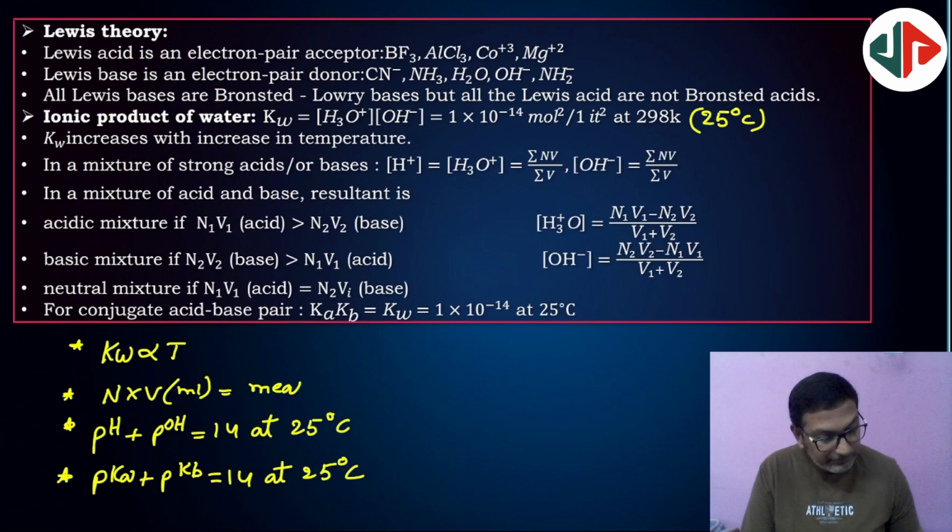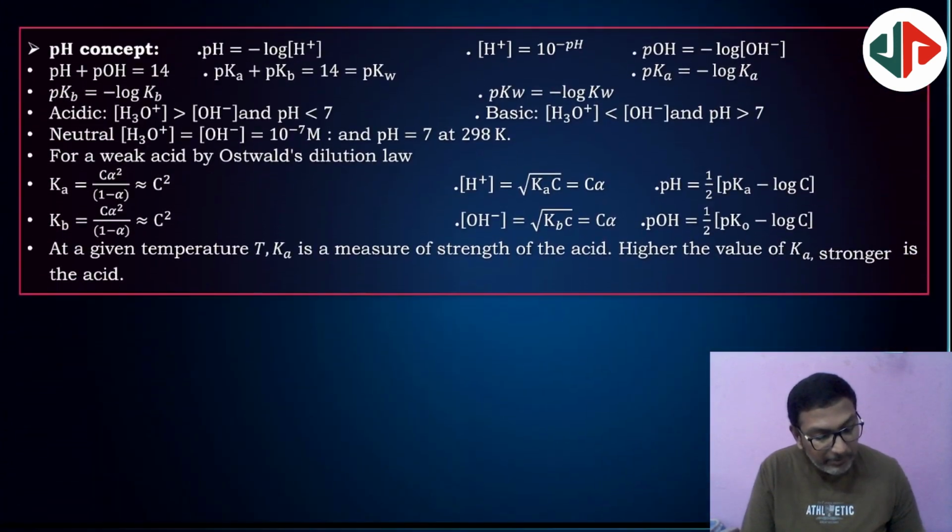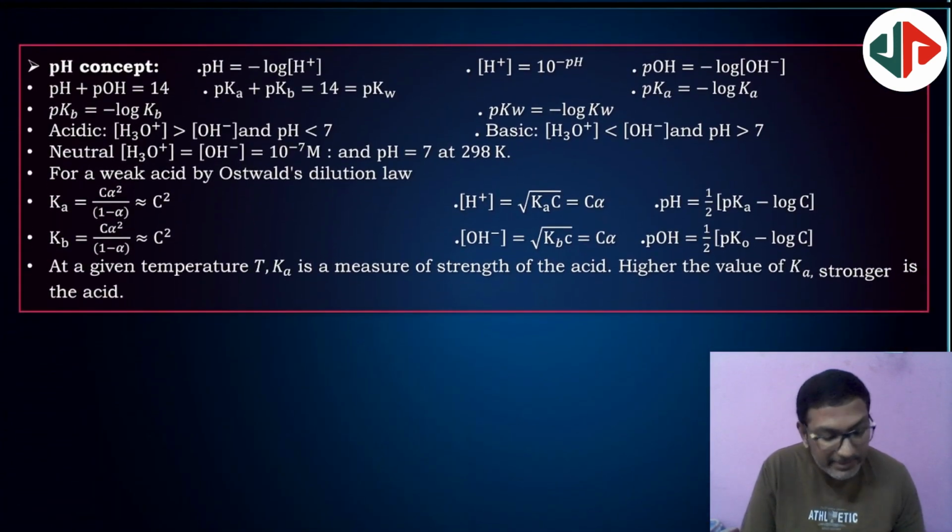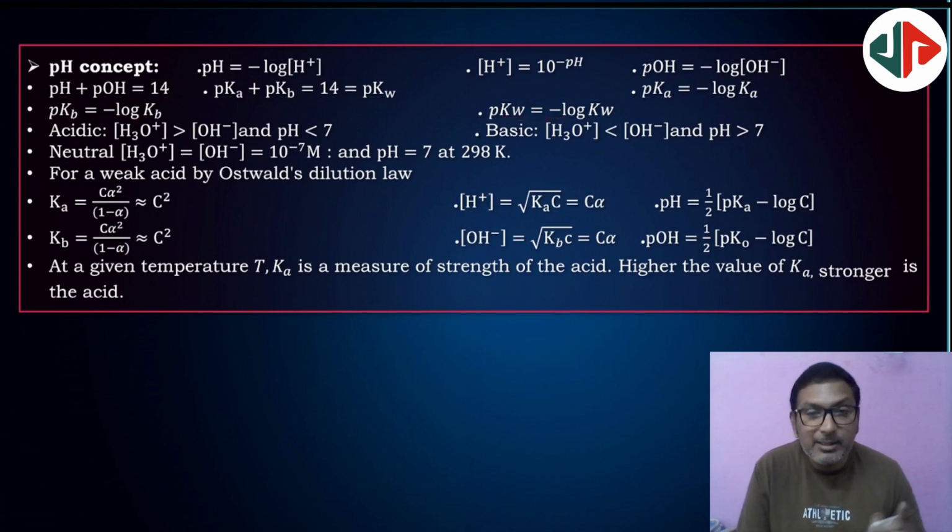Next, pH concept. pH equal to minus log H plus, pOH equal to minus log OH minus. pKa plus pKb equal to 14. pH plus pOH equal to 14 again. So pKa is minus log Ka, pKb is minus log Kb, pKw is minus log Kw.